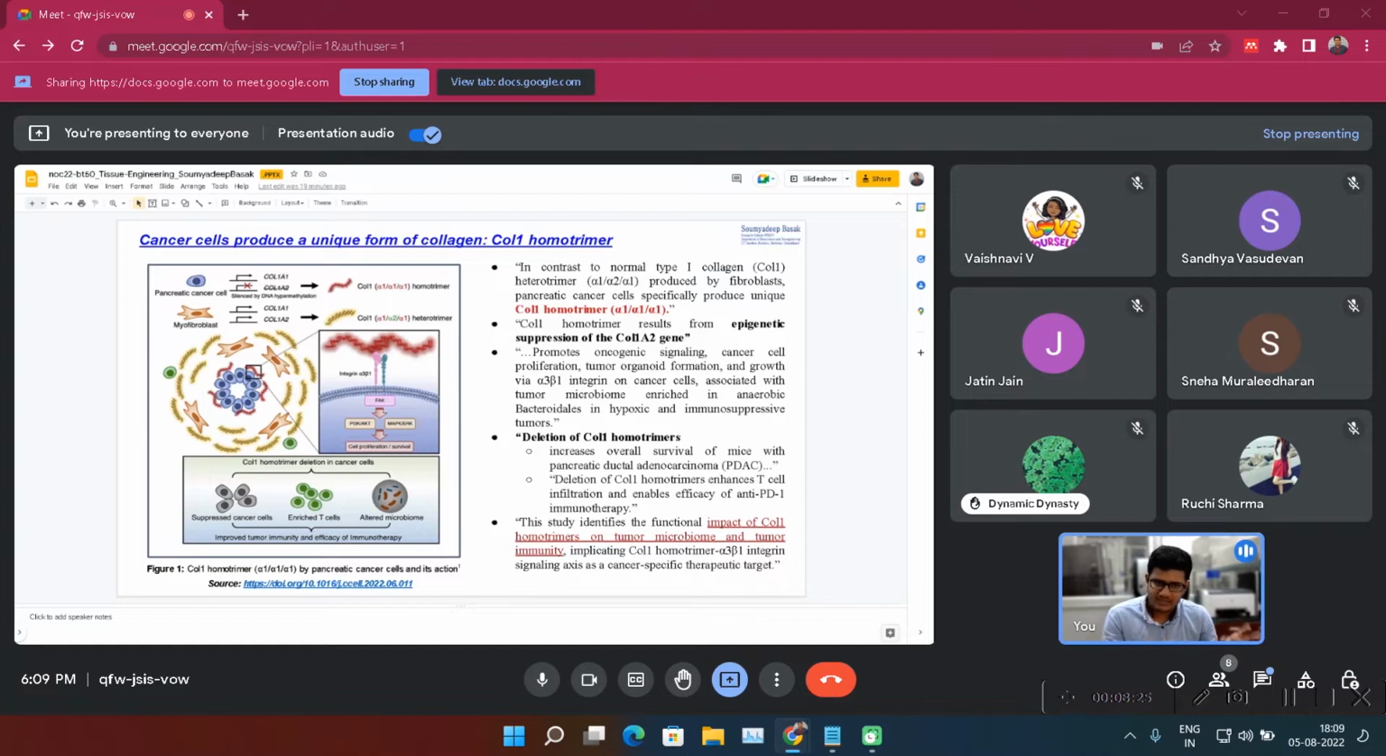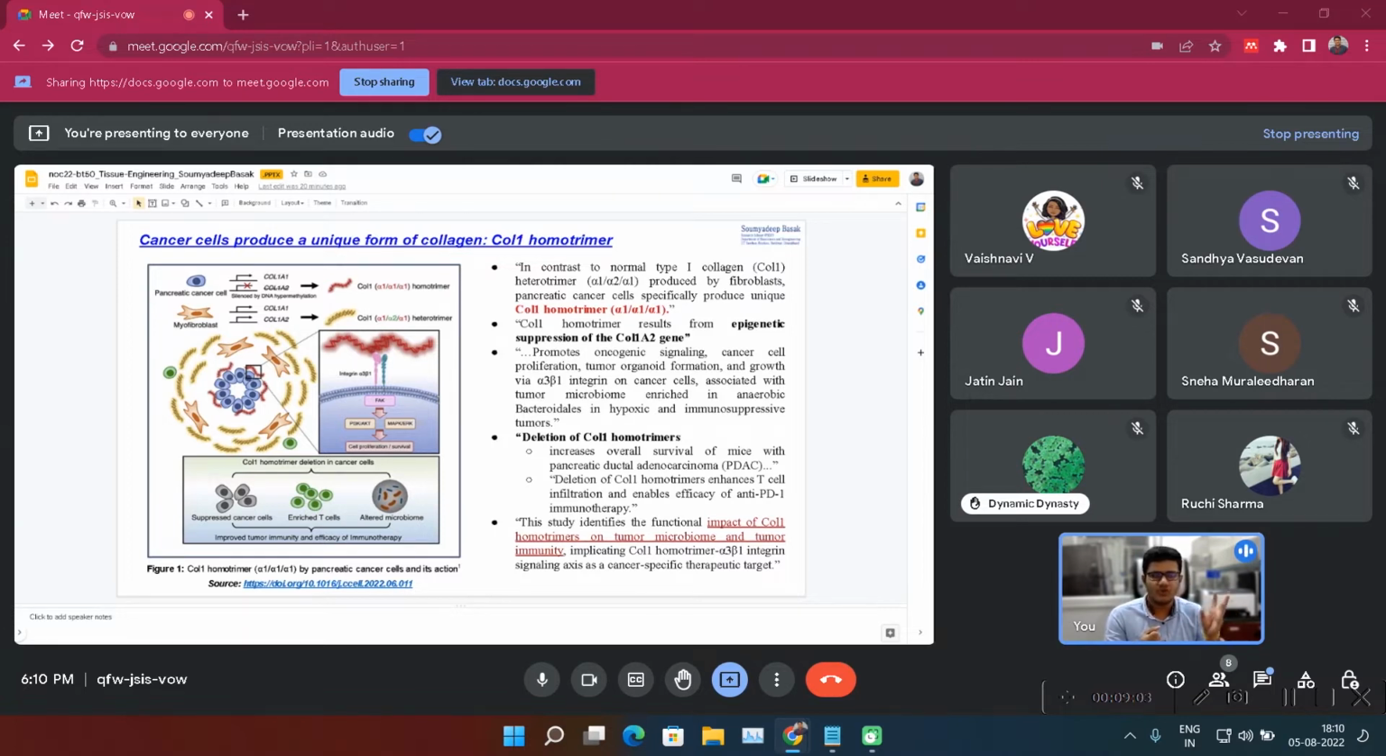So how are the cancer cells achieving this? They're silencing the collagen 1A2. We have two types of genes: collagen 1A1 and collagen 1A2. These two genes produce these monomers. So they are silencing the collagen 1A2 gene by epigenetic modulation, thereby reducing the collagen alpha 2 monomer concentration in the cell. Their synthesis is regulated, so the cells form more alpha 1 homotrimers.